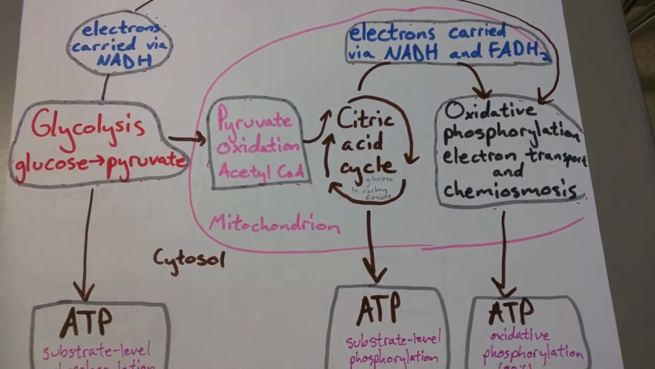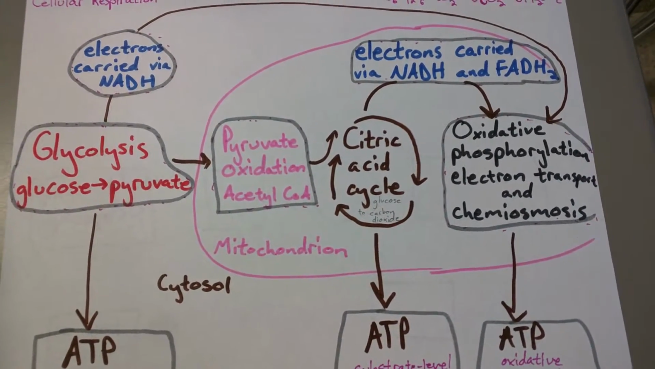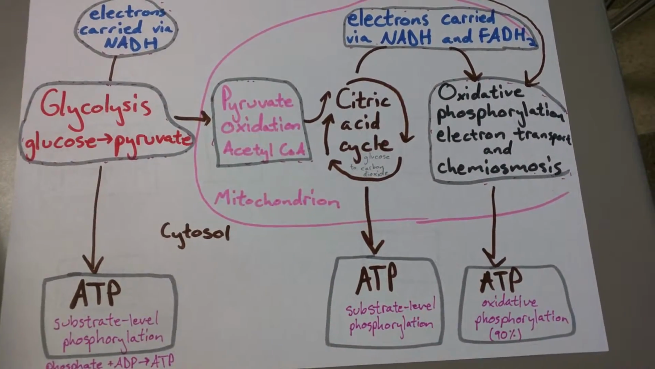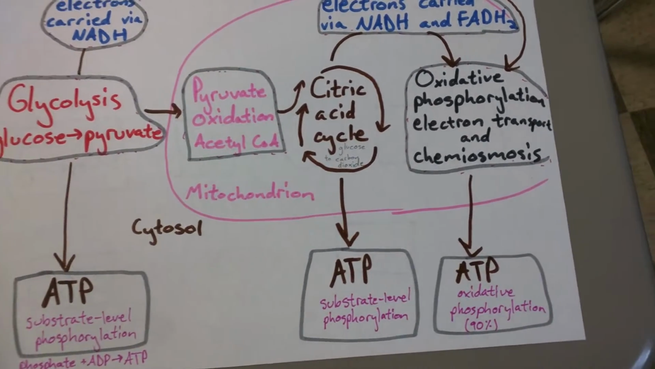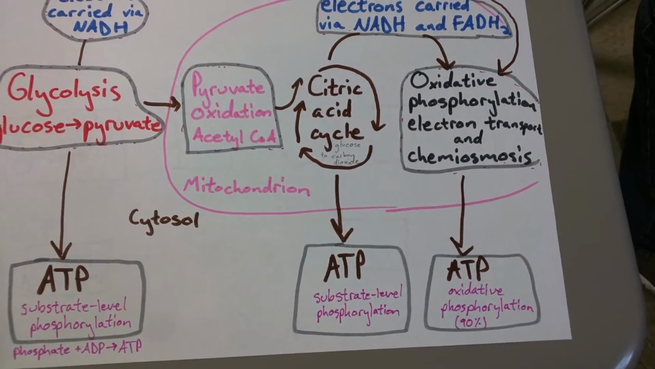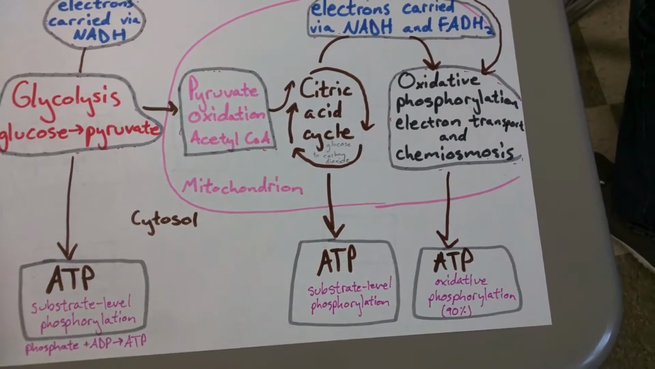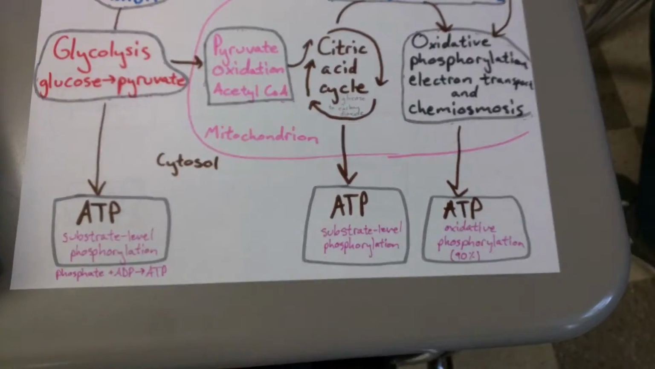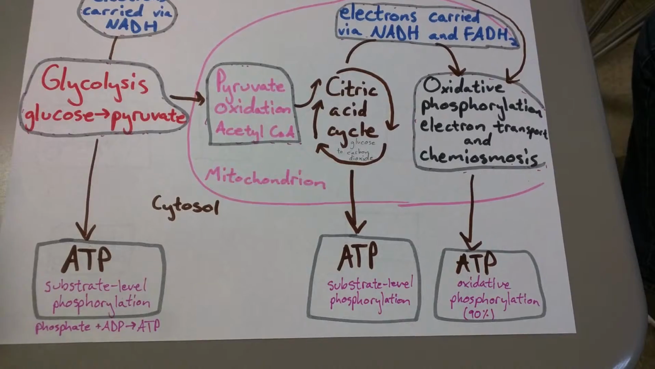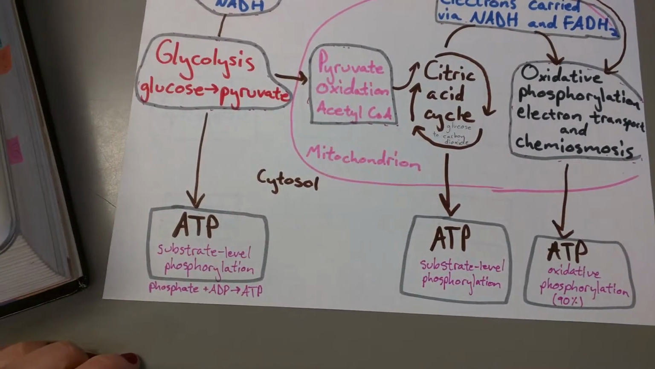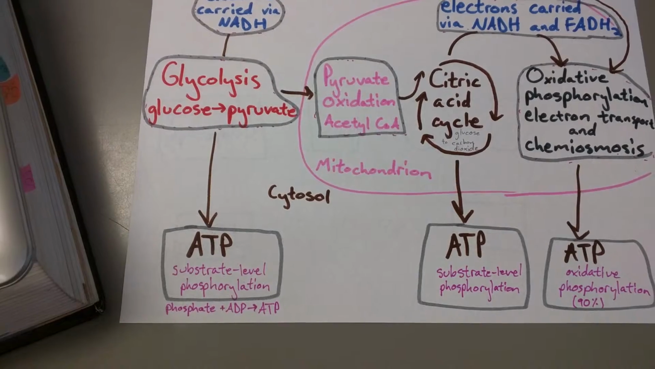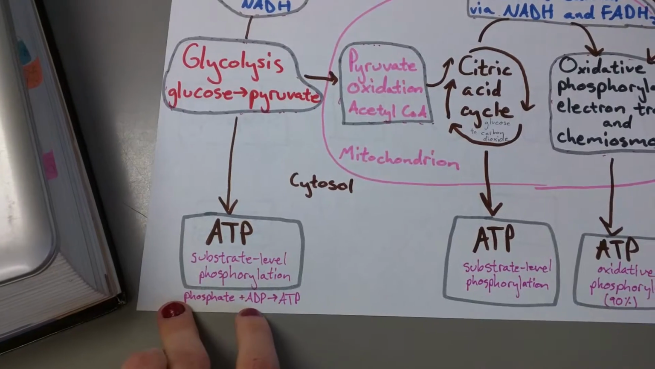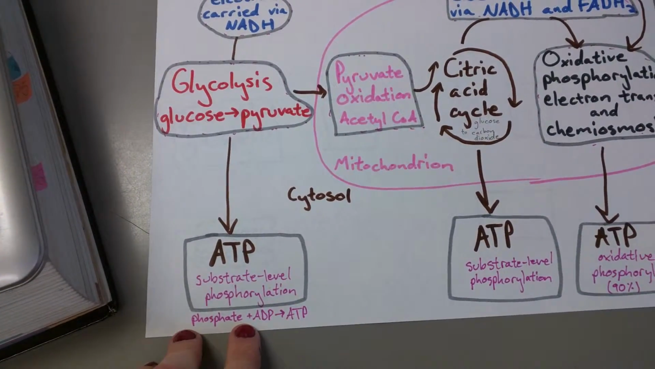Some of the output from the citric acid cycle moves through electron carriers, NADH and FADH2, to phosphorylation through the electron transport chain, which generates ATP through chemiosmosis. Oxidative phosphorylation accounts for 90% of ATP production in the cell, but the other 10% is made of substrate level phosphorylation, which is the addition of a phosphate group to ADP, which makes ATP.